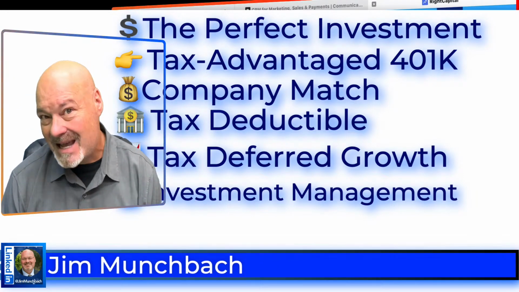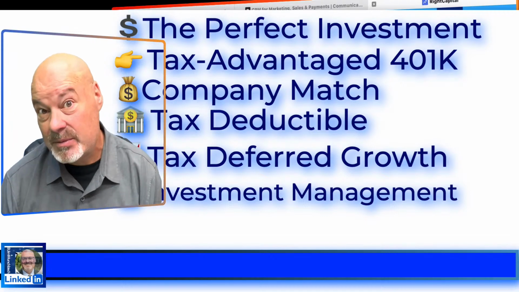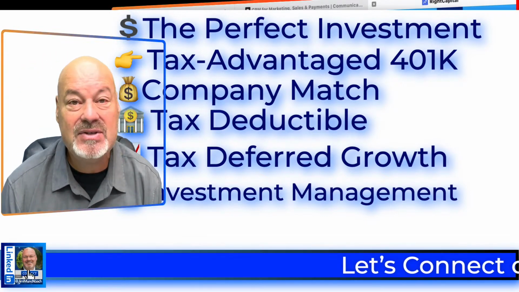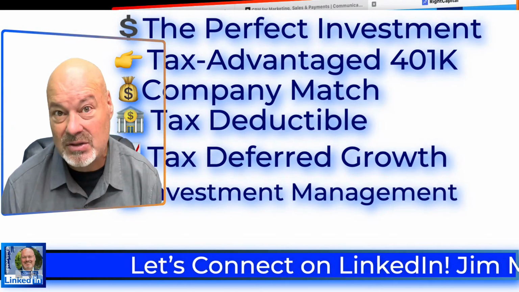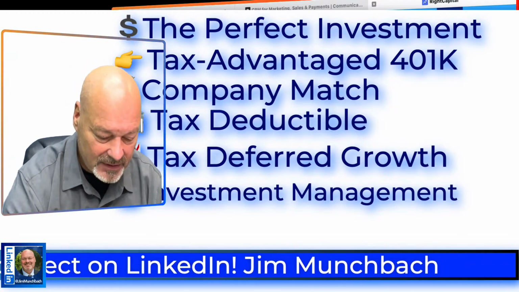How much of a tax deduction are you going to get? If you make $100,000 and you contribute $8,000 to your 401k, your tax deduction is $8,000. You don't get to deduct the company match, but you do get to deduct your contribution. That's why we call it a perfect investment.